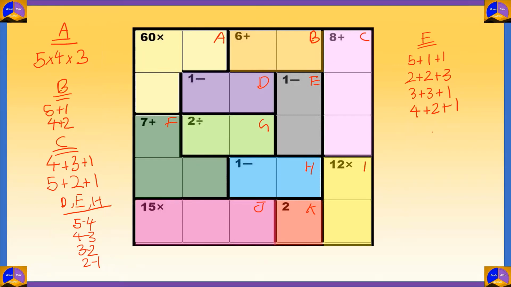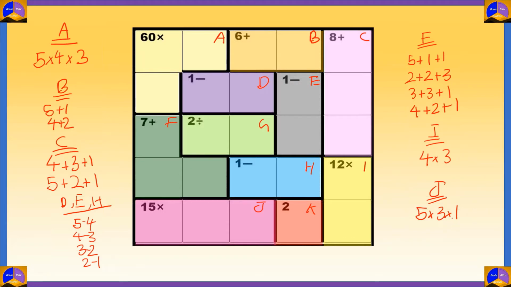Now, let's look at cage I. In this cage, there are 2 cells and the operation is multiplication. After multiplying, our result must be 12. So the only option is 4 times 3. Let's look at cage J. This cage has 3 cells and you have to multiply and our result must be 15. So the only option is 5 times 3 times 1.